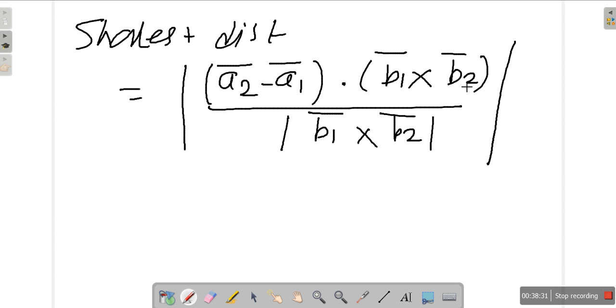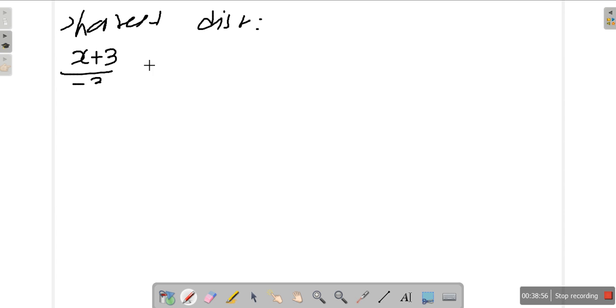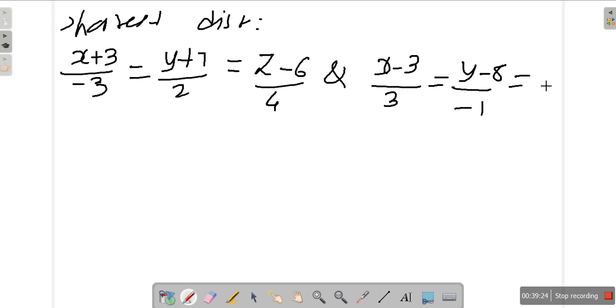Let us quickly solve an illustrative example to find the shortest distance. Find the shortest distance between the two lines. (x plus 3) upon minus 3 equal to (y plus 7) upon 2 equal to (z minus 6) upon 4, and (x minus 3) upon 3 equal to (y minus 8) upon minus 1 equal to (z minus 1) upon 3.